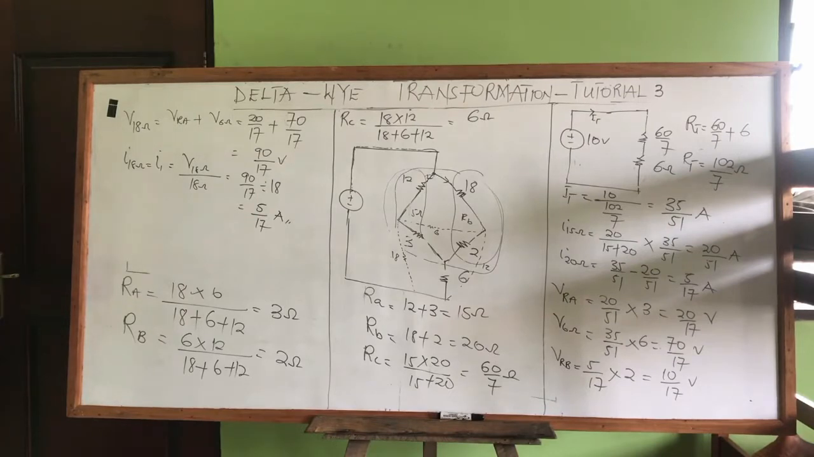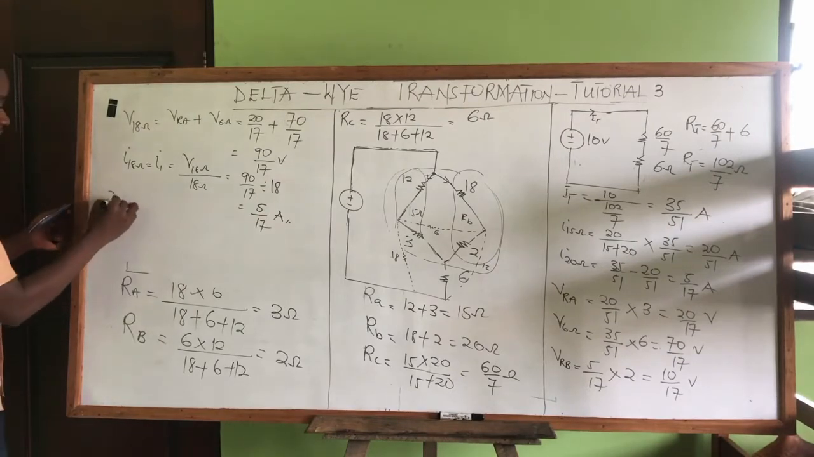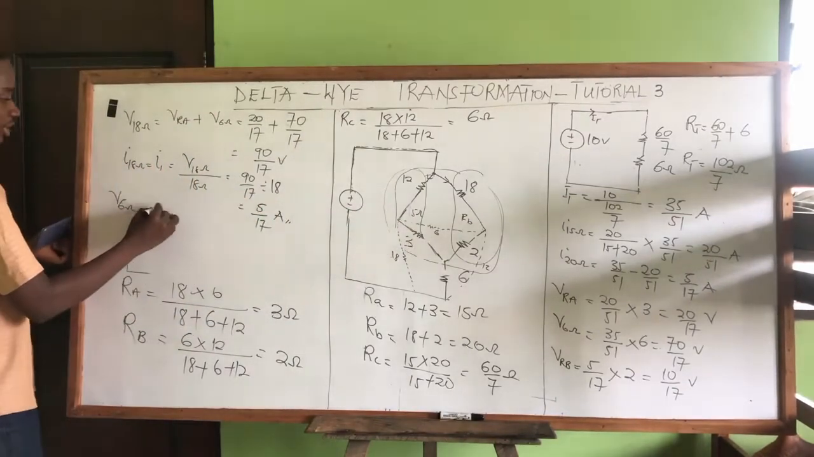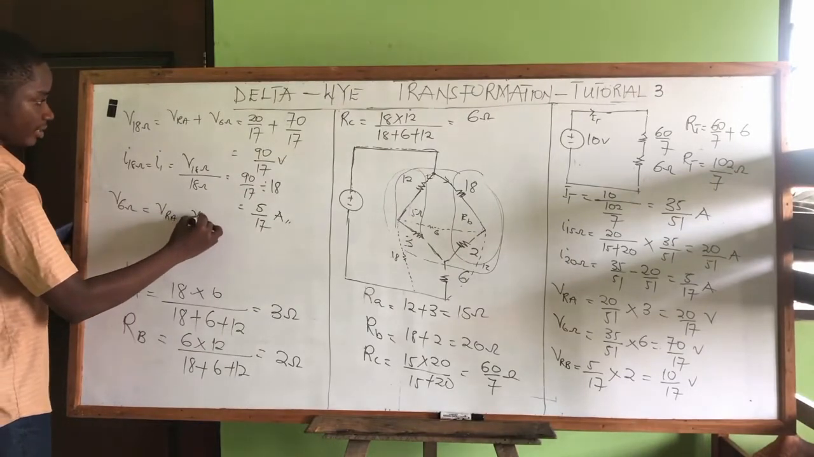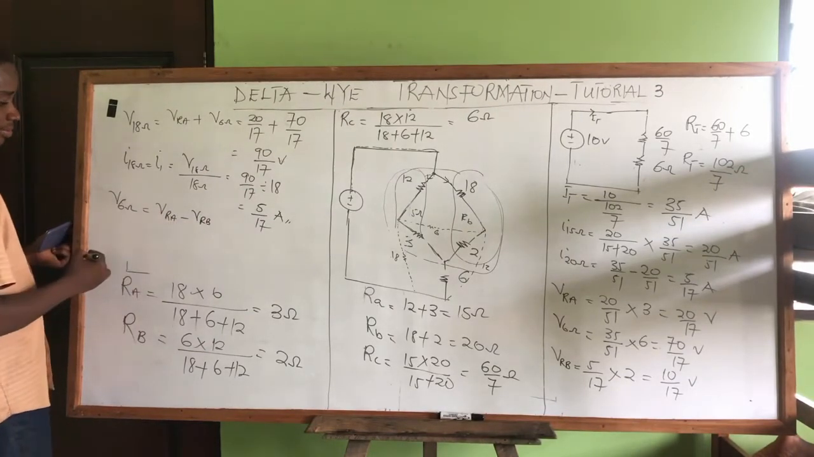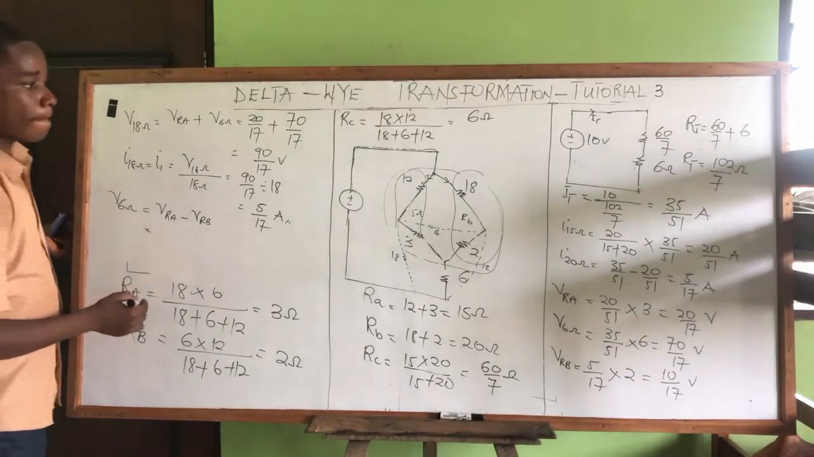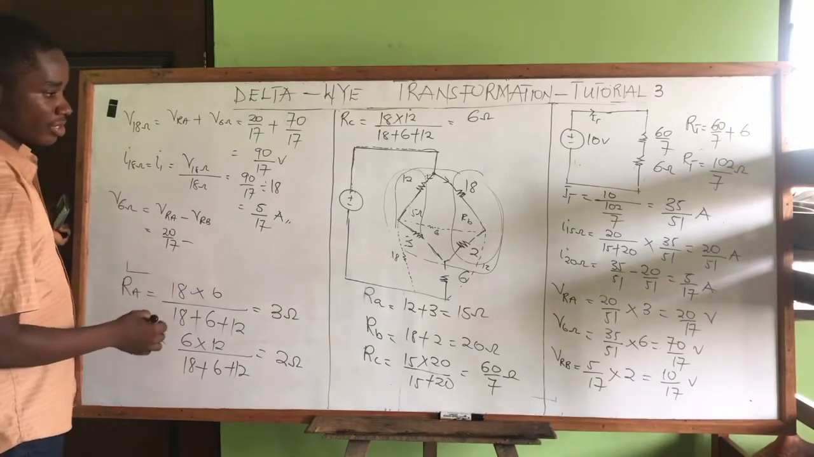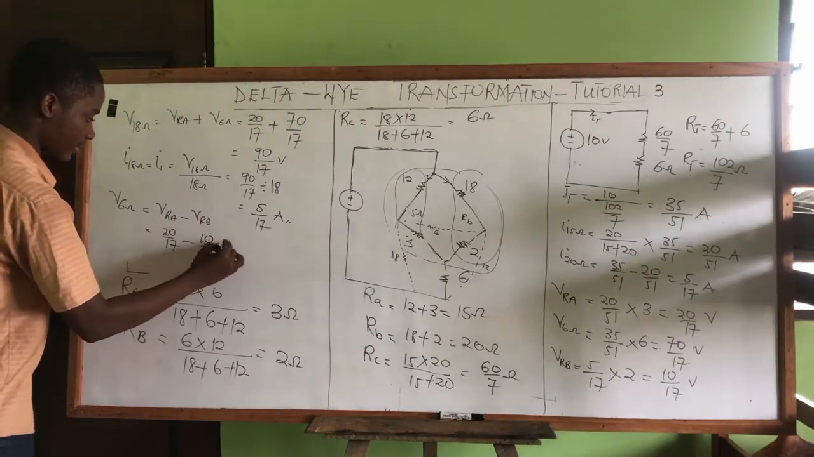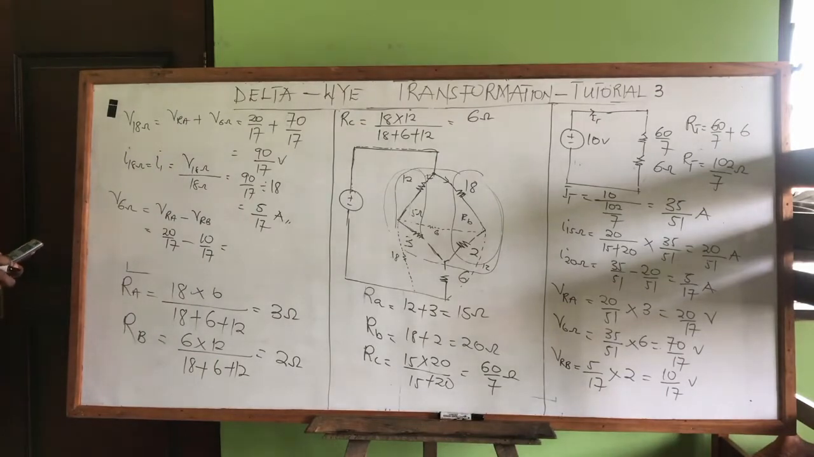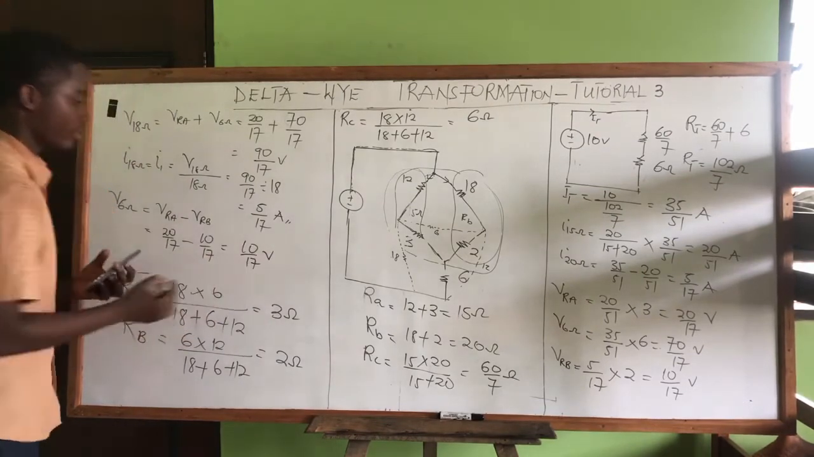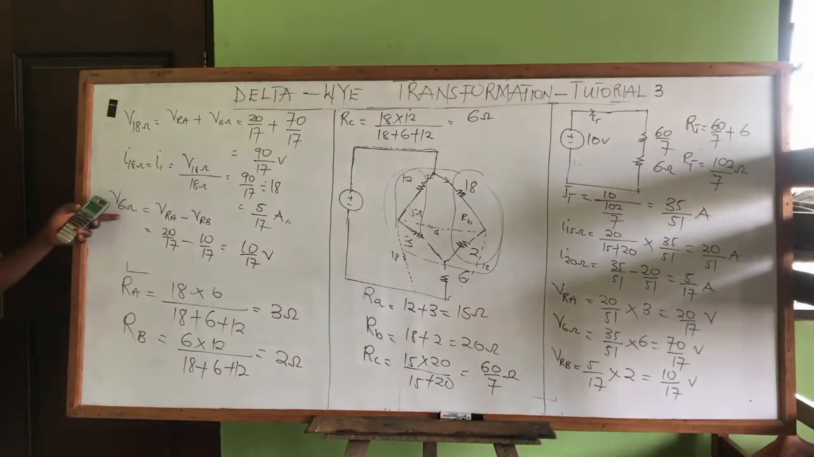Now it's left with I2, which is the current through the 6 ohms. And we know the voltage for the 6. We've already deduced that the voltage for the 6 ohms is equal to the voltage of RA minus the voltage of RB. RA is 20 on 17 minus RB, which is 10 on 17. So we have 10 on 17 volts. That's the voltage across the 6 ohms.